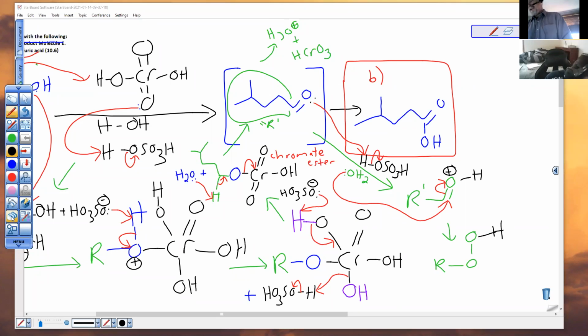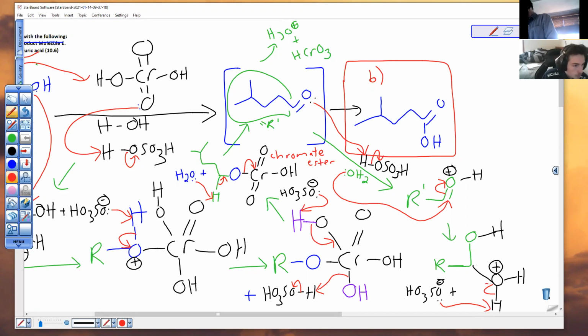Oh, peroxide, very bizarre. That's a C attached to carbon, and we have an oxonium. We have a sulfate ion, and we attack the oxonium in an acid-base reaction to generate the hydrate.